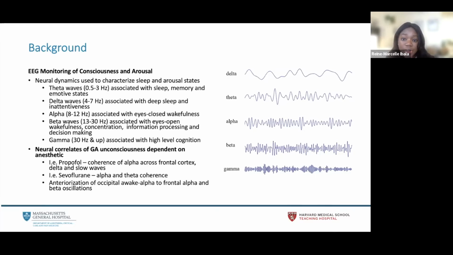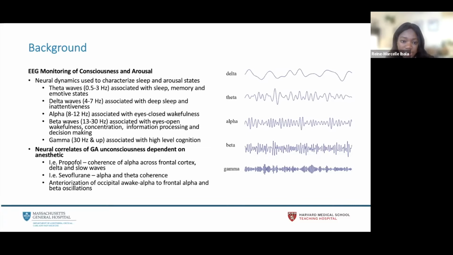In terms of current neural correlates for widely used general anesthetics, from our understanding, anesthetics such as propofol at some points in time are associated with coherence in alpha wavelengths across the frontal cortex and also delta and slow wavelengths. Sevoflurane, on the other hand, has different dynamics that rely predominantly on alpha and theta coherence.